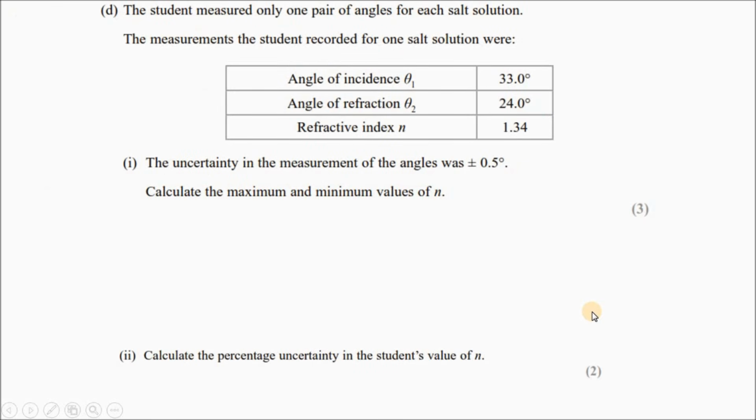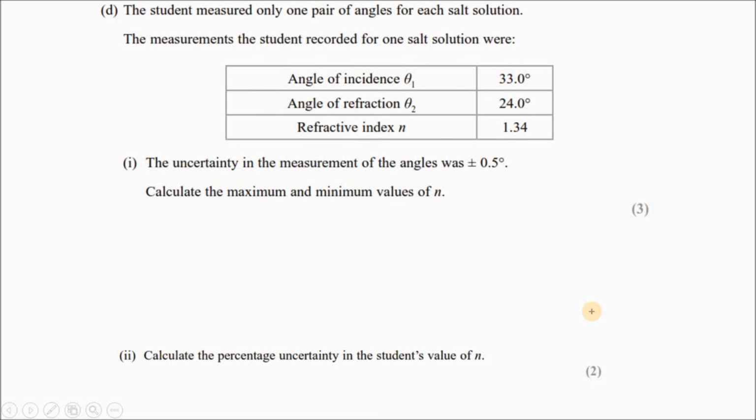The student measured only one pair of angles for each salt solution. The measurement the student recorded for one salt solution were: angle of incidence θ1 is 33 degree, angle of refraction θ2 24 degree. Refractive index was measured as 1.34. The uncertainty in the measurement of the angles was plus minus 0.5 degree. Calculate the maximum and the minimum value of n.